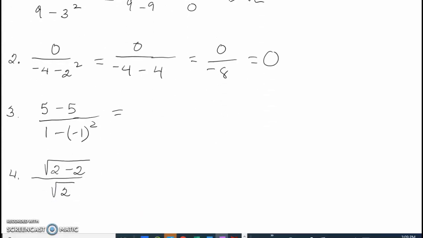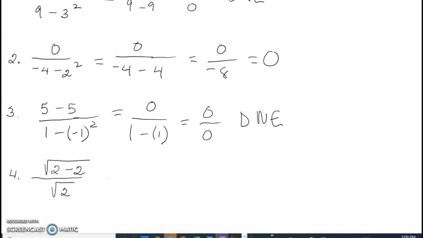All right, number 3. 5 minus 5 is 0. Now we have 1 minus, -1 squared is 1. And so we get 0 over 0. Even though 0 is in the numerator, if 0 is in the denominator, the answer does not exist.